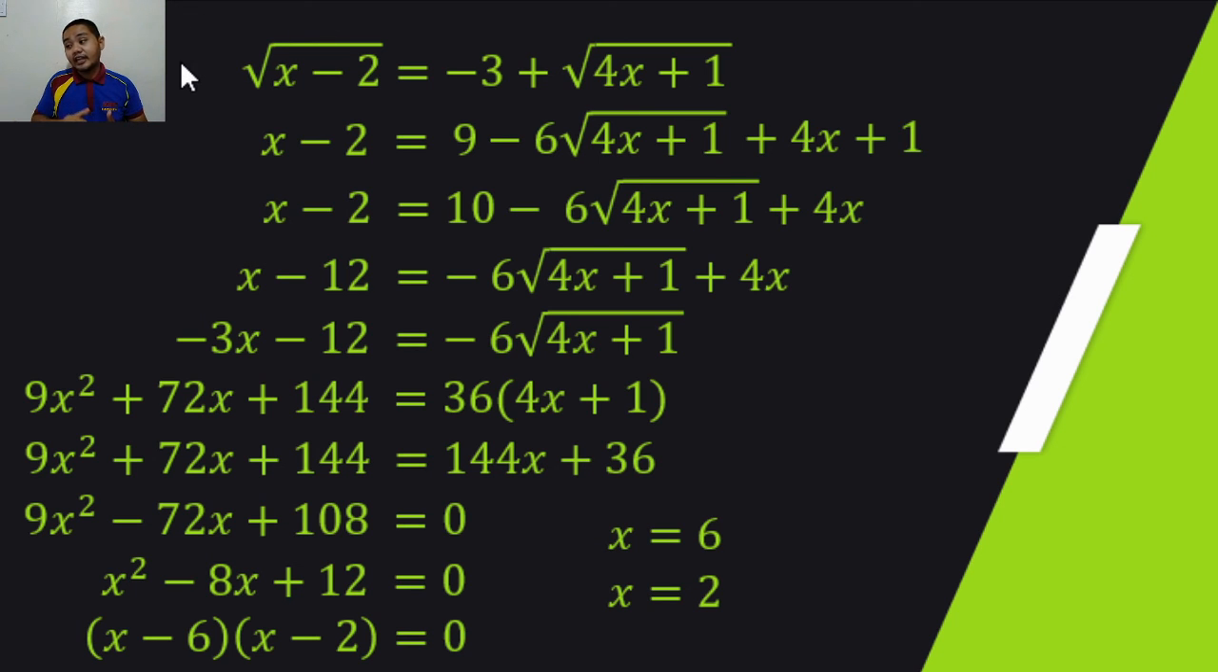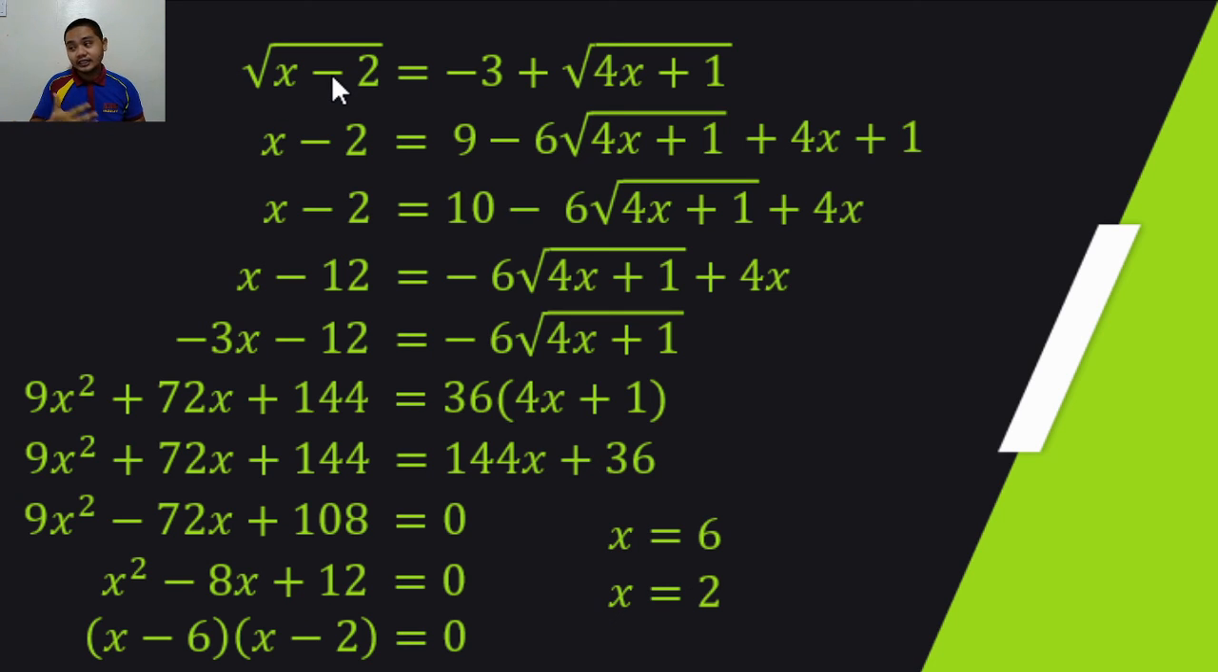Okay? Unahin na muna natin si 6. 6 minus 2, that is 4. So square root ng 4 is 2. So okay tayo dito. Dito naman, this will become 4 times 6. That is 24 plus 1, 25. So square root ng 25 is 5. So negative 3 plus 5 is 2. Okay tayo sa 6. Sa 2 naman, 2 minus 2 is 0.